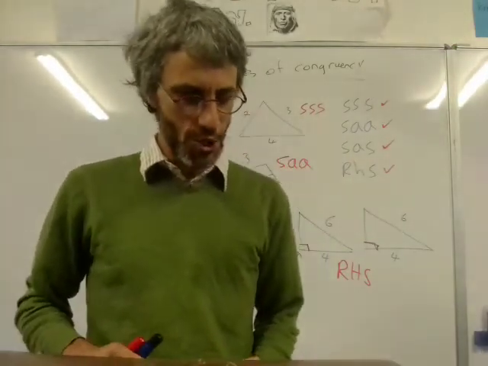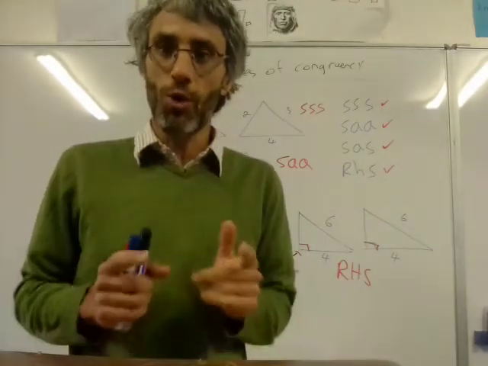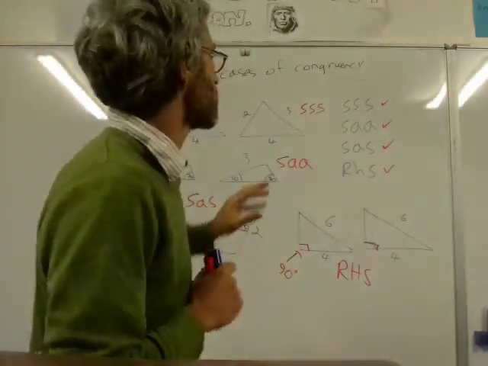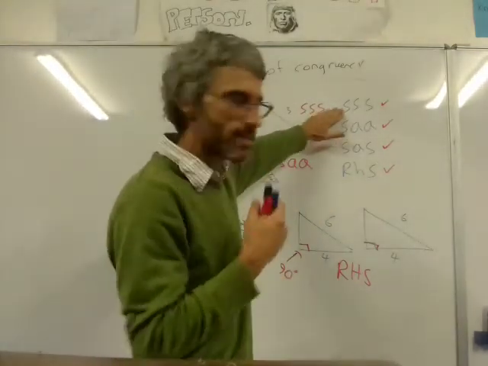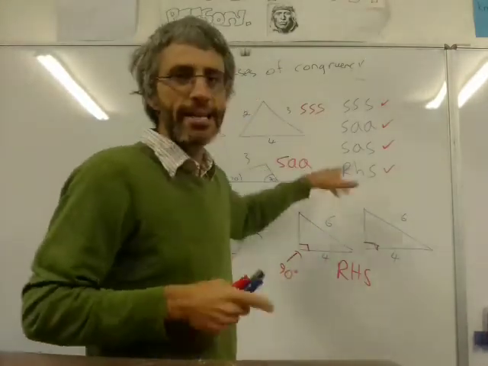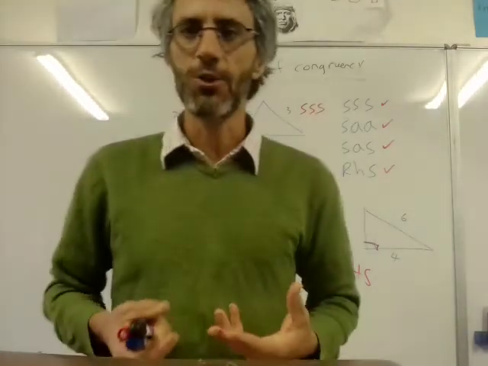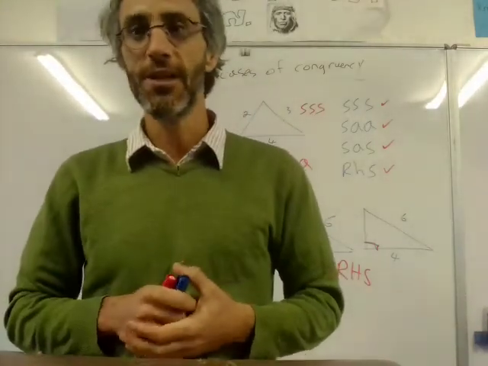Okay, all you got to do, you've got a bunch of pairs of triangles that you're told they're congruent. You need to say which case it is. Is it SSS, all sides the same? SAA, one side the same and two angles? SAS, two sides and the angle between them? Or RHS, a right angle triangle where you know the hypotenuse and the side. Very easy.